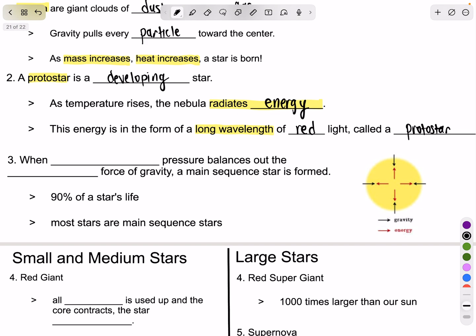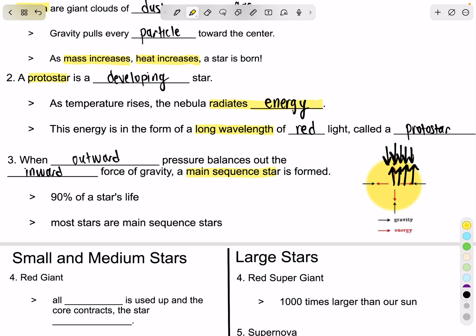Then when the outward pressure balances out the inward force of gravity, a main sequence star is born. So if we look at this image over here, this pressure is going in with a force of so much pressure. However, at the same time, we have elements pushing outward, causing this force to go out. So when this pressure finally begins to balance out, the main sequence star is formed.